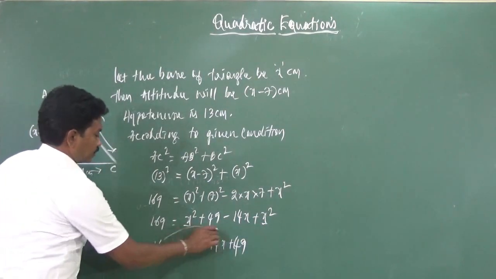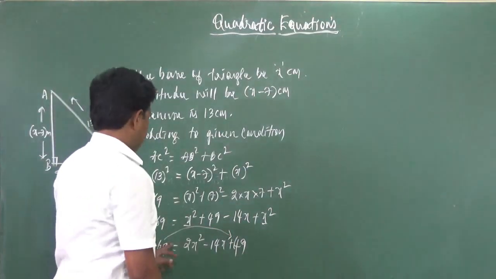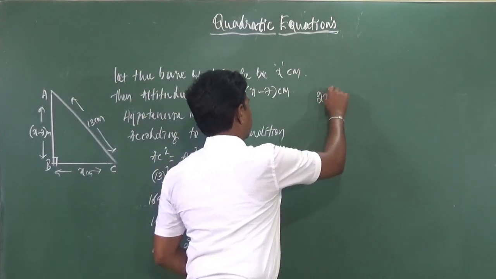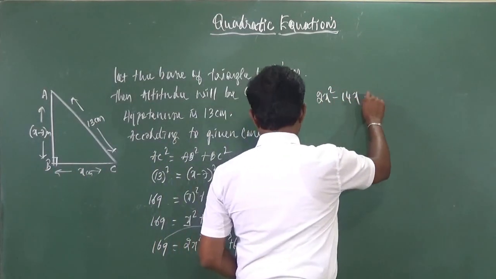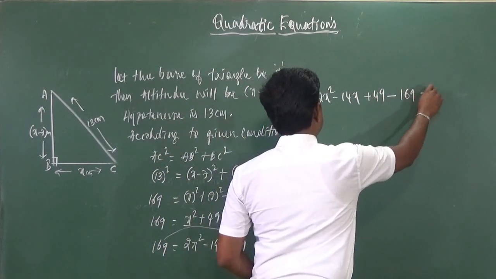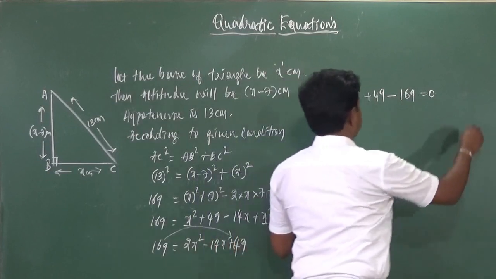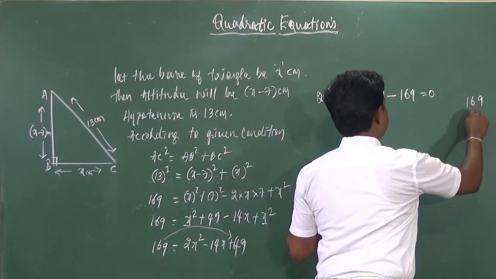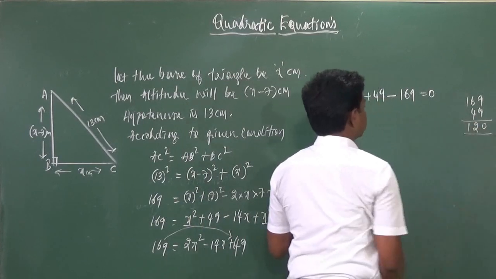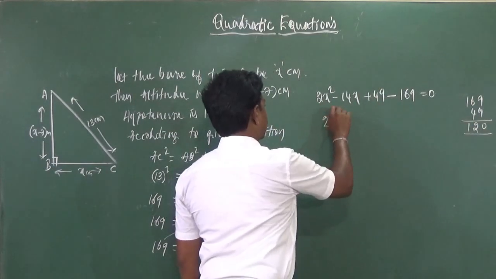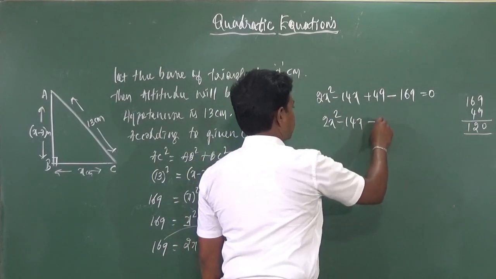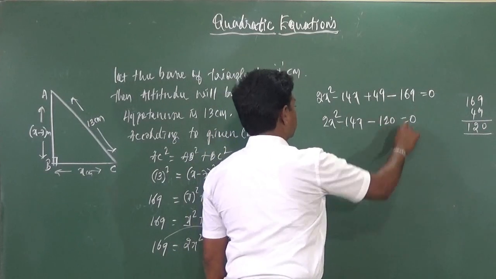We transpose this 169 to the other side and make one side equal to 0. So 2x square minus 14x plus 49 minus 169 is equal to 0. Out of 169 we have to take out 49, so it is 120. So 2x square minus 14x minus 120 is equal to 0, because the larger number has the minus sign.